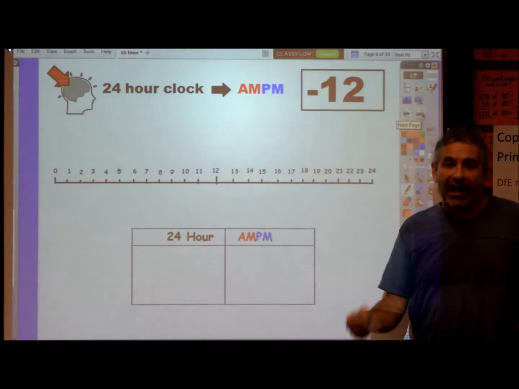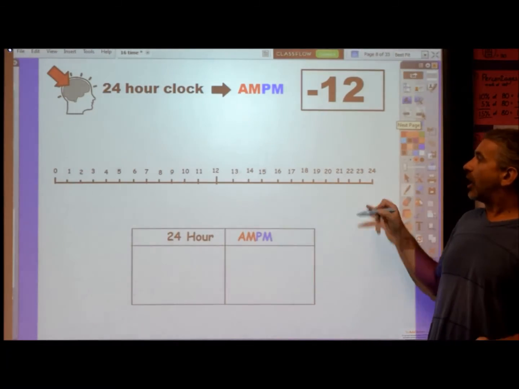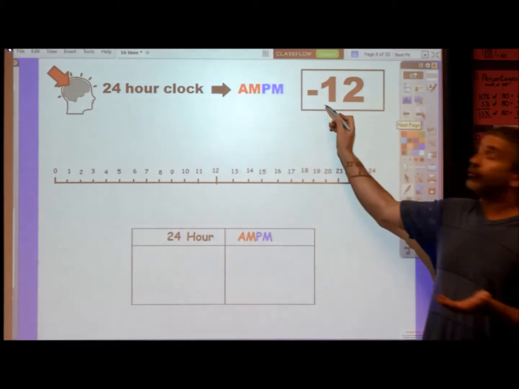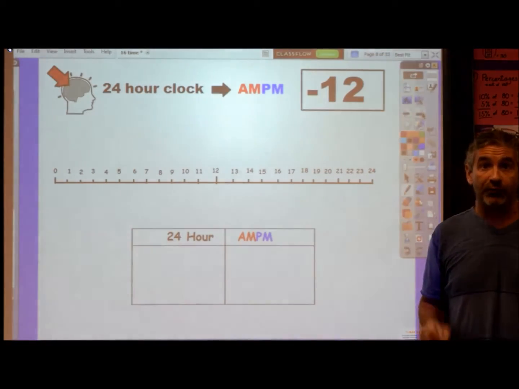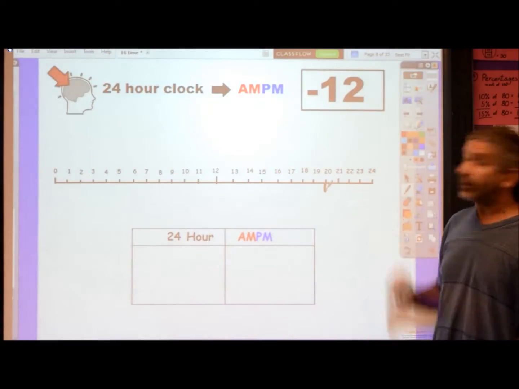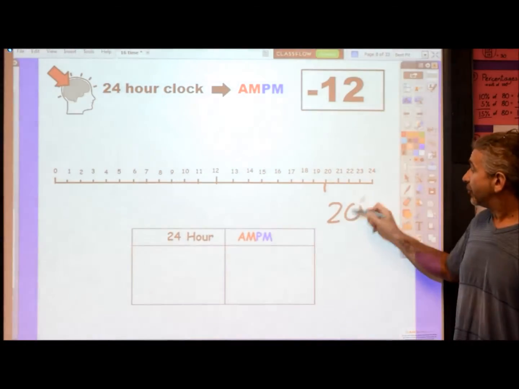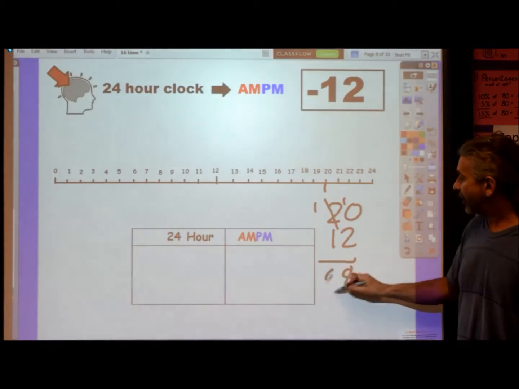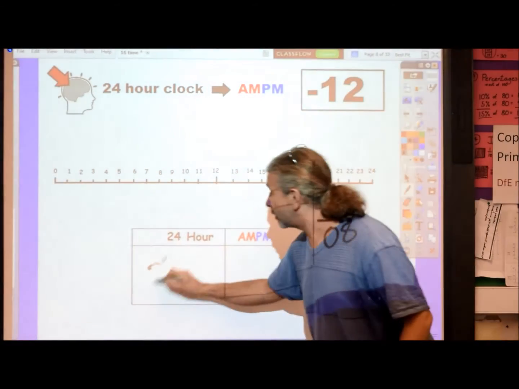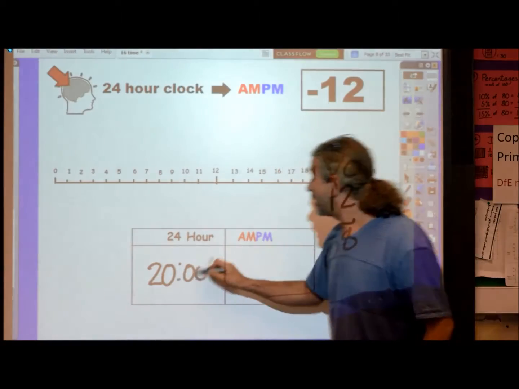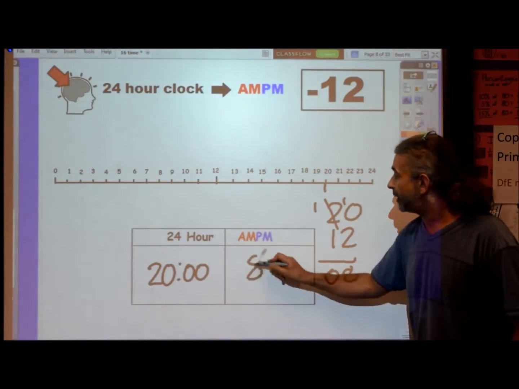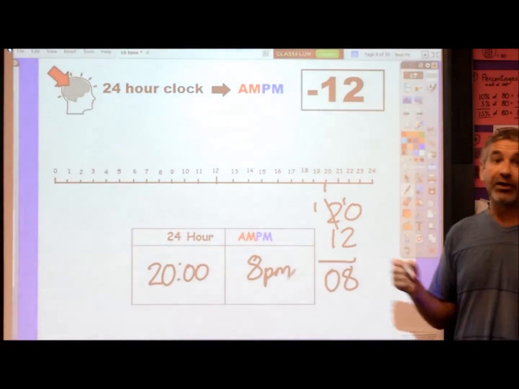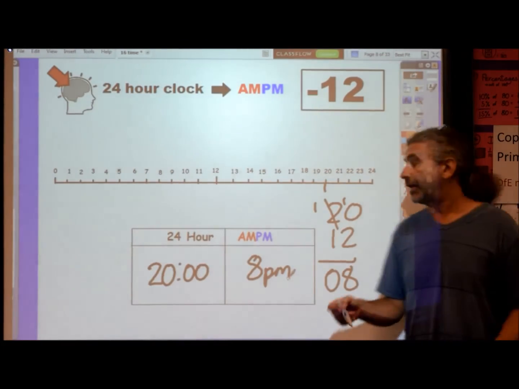If you want to go the other way and you want to change those afternoon times back from 24-hour clock to AM, PM, you do the opposite, subtracting 12. So for example, 20 take away 12 is 8. So on the 24-hour clock, it would be 20, and on the AM, PM, it would be 8. But you must say 8 PM, because otherwise we don't know whether we're talking about AM or PM.